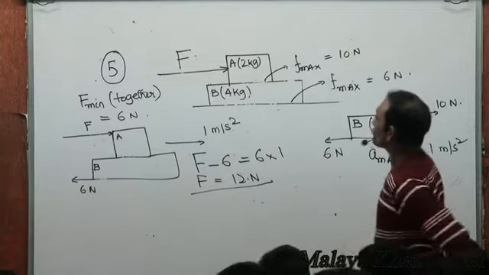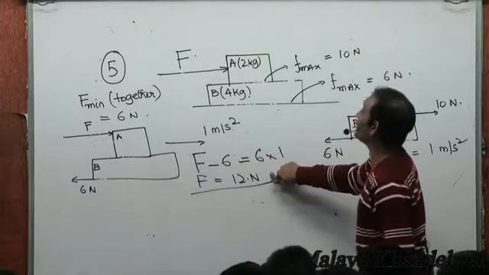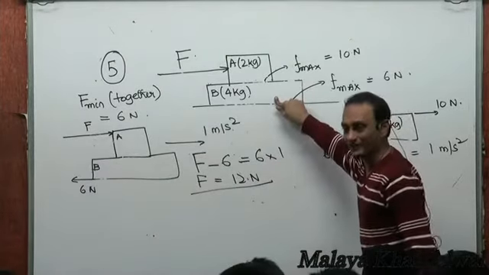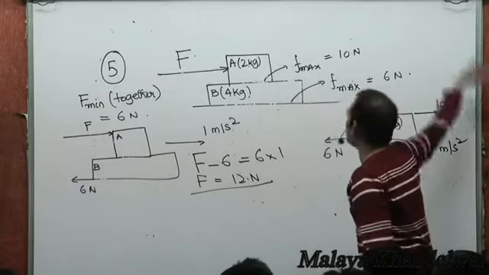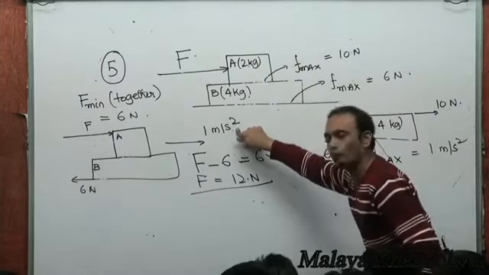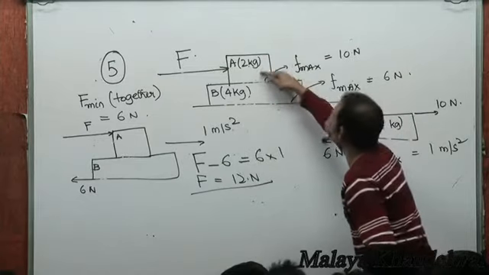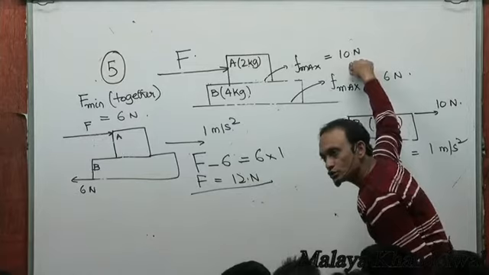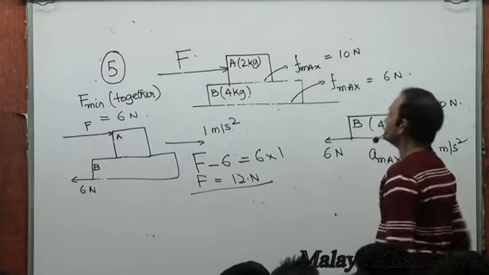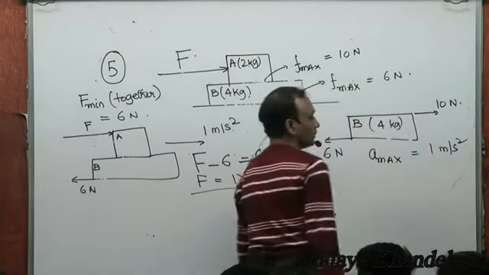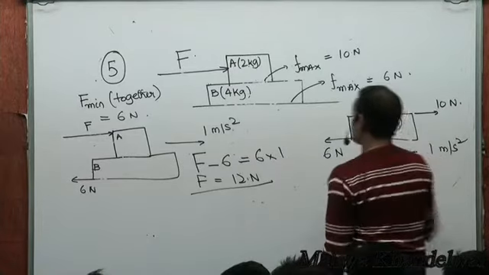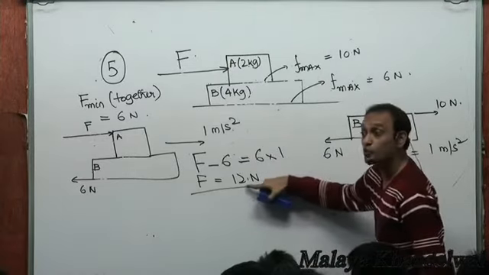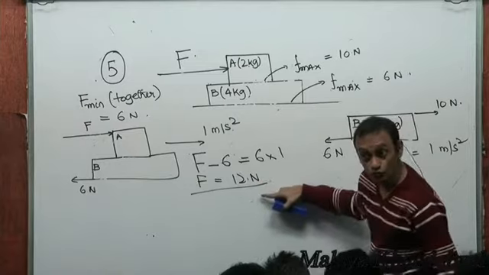So from F equal to 6 newtons to F equal to 12 newtons, A and B move together. Their common acceleration grows from 0 to 1 meter per second squared. The frictional force between the two grows from 0 to 10 newtons. Yes or no? Now, in this case the magic number is 12 newtons, right?